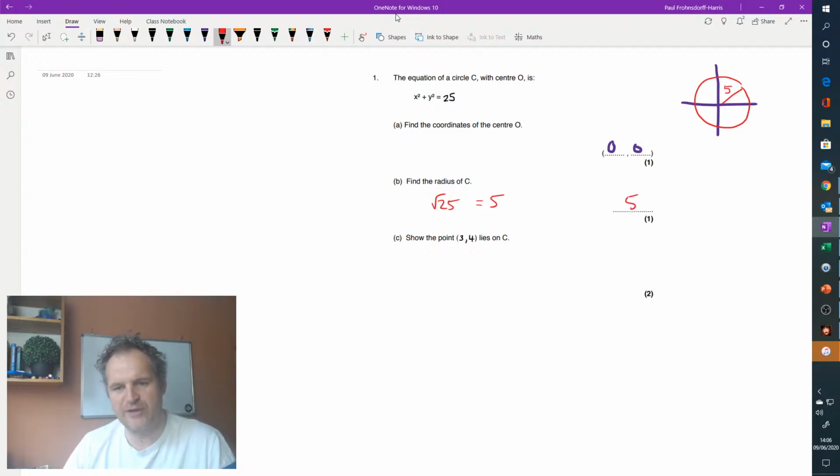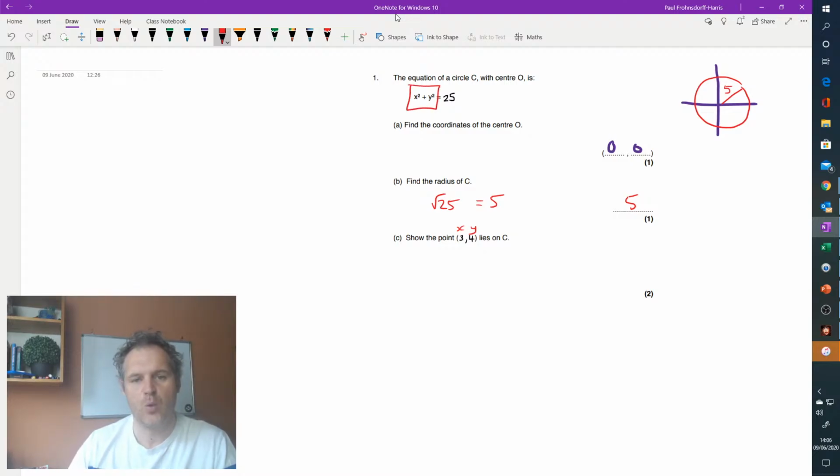I understand fully that this could be minus 5 because the square root of 25 is also minus 5, but the radius is a whole number, therefore we just go for 5. Now, finally, to show the point 3, 4 lies on the curve, we have to remember that every coordinate exists as an x and a y. So all we need to do is show that this left-hand side will make 25 if we put those numbers in. So we take our x squared plus y squared, we put in the x value, put in the y value, that gives us 9 plus 16, which is 25.